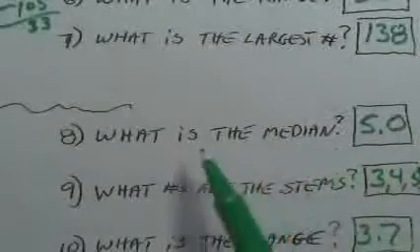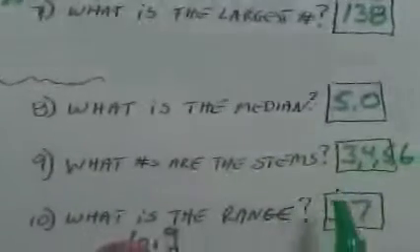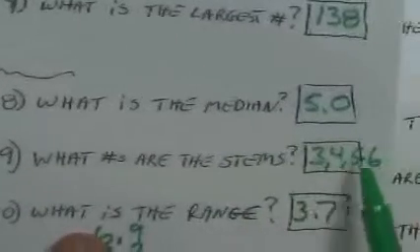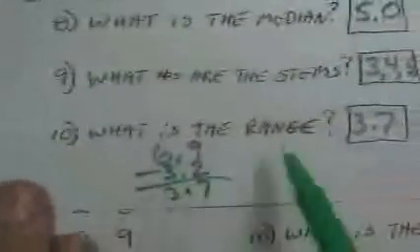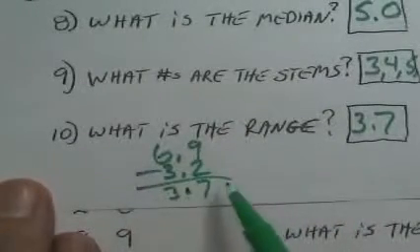And the last one, the median was 5.0. The stems are just the numbers that you see, 3, 4, 5, and 6. Right? Those are the stems, 3, 4, 5, and 6. And the last one is what's the range? That's the big number minus the smallest number, biggest minus smallest, and that came out to 3.7.